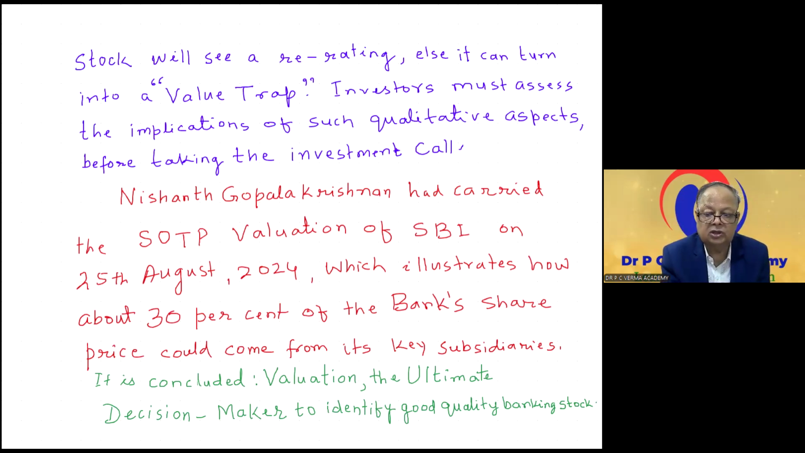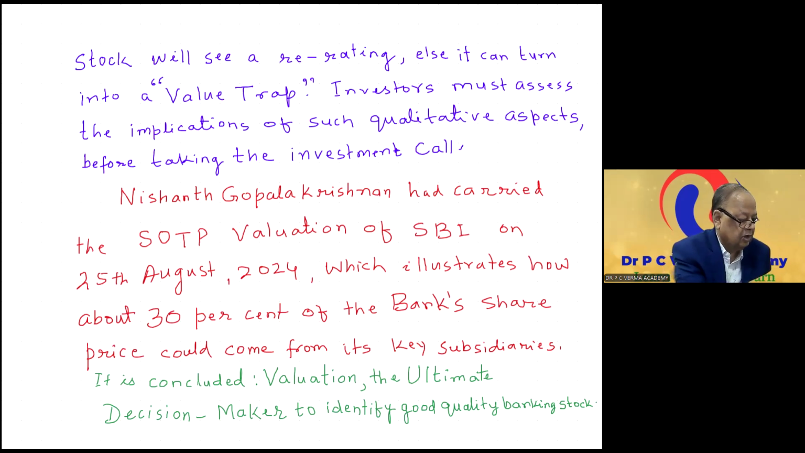Asset quality ratio is finally broken into four parts. Number one is GNPA ratio. Number two, NNPA ratio. Number three, PCR. Number four, credit cost. These are four types of asset quality ratios which are to be calculated for the bank.